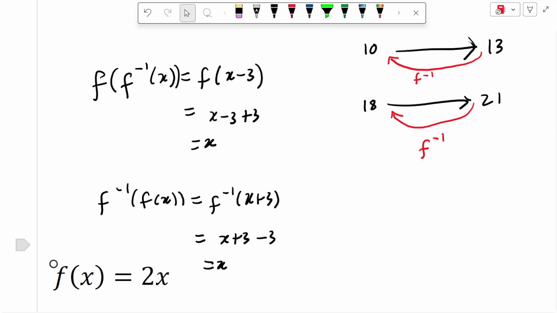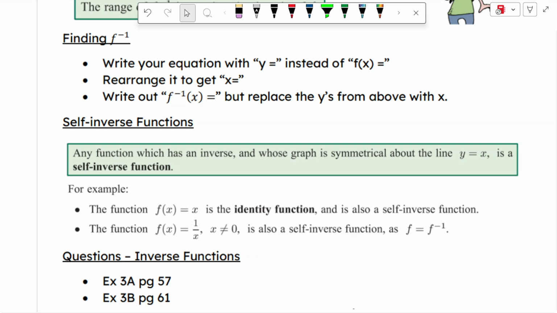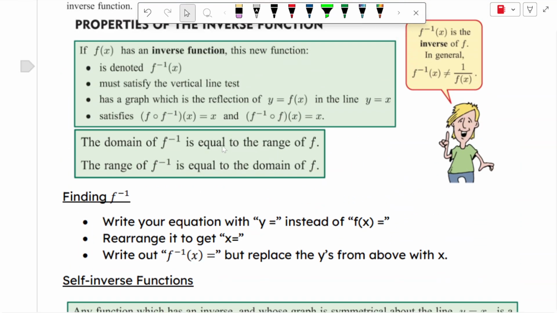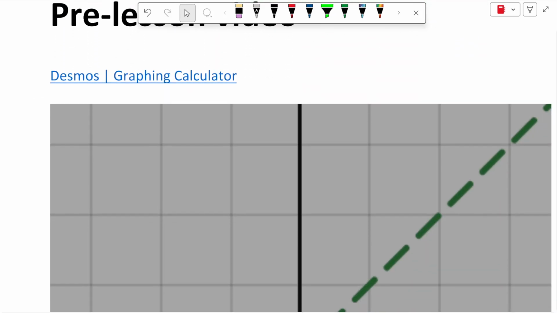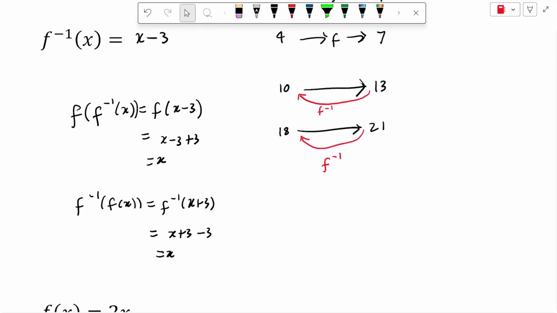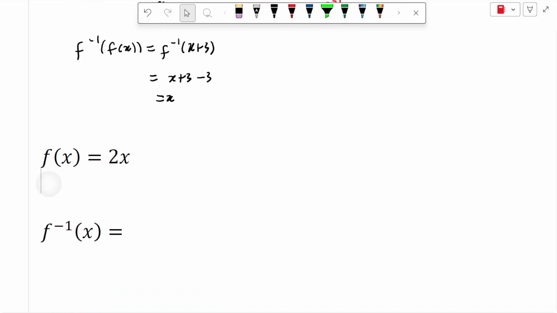So this is something that's true in general about functions. They satisfy this really nice equation: f of f inverse of x is x, or f inverse of f of x is x. Basically, if you compose f with f inverse, you get back to whatever you started with.